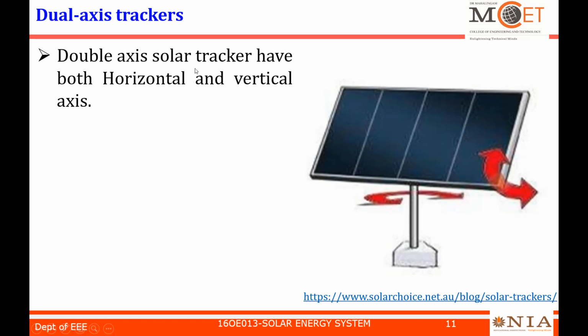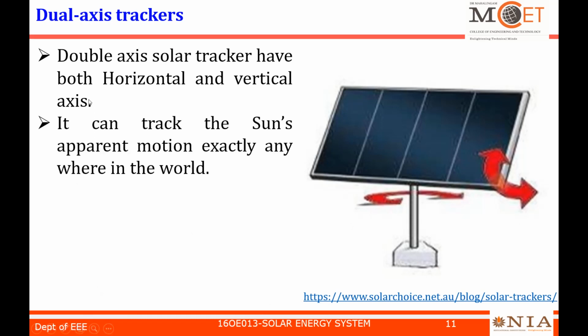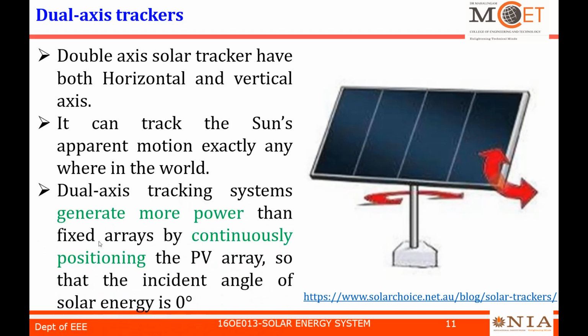Dual axis solar tracking has both vertical as well as horizontal axis systems. It can track the sun's apparent motion exactly anywhere in the world. A dual axis tracking system generates more power than a fixed array by continuously positioning the PV array so that the incident angle of the solar energy is 0 degrees.